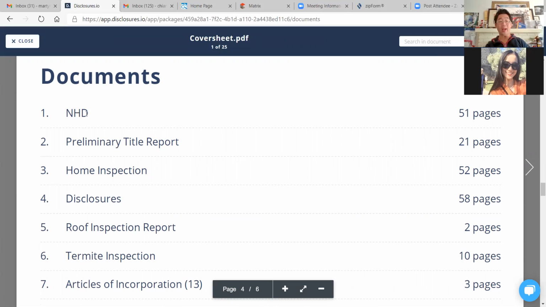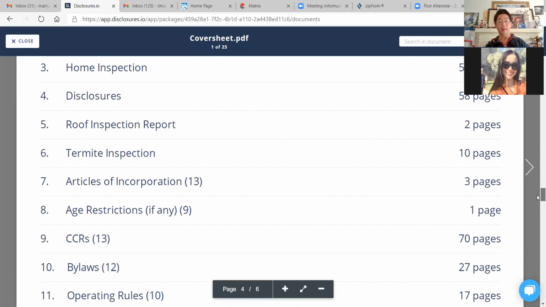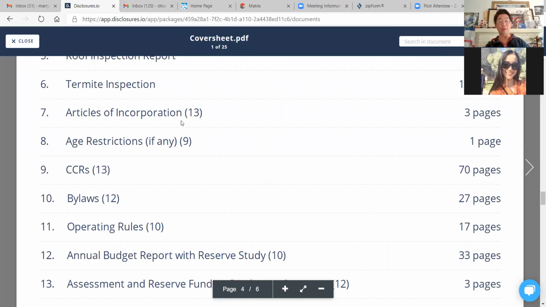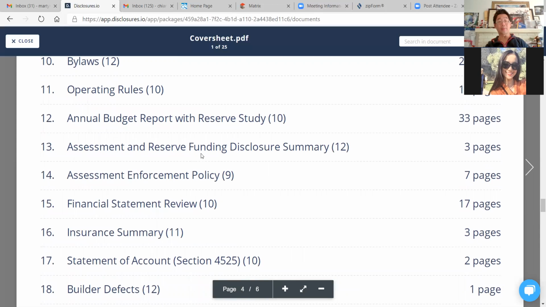Now, the disclosure package. First one, natural hazard disclosure, which was 51 pages. Second is a preliminary title report, home inspection disclosure from the seller, and the inspection and termite inspection. And there is an article of incorporation, this is the HOA. And then the age restrictions, covenants and restrictions, bylaws and operation rules, and annual budget. This is for the HOA. Oh, that's a lot of papers. Assessment. Yeah, that's a lot of things we need to go through.